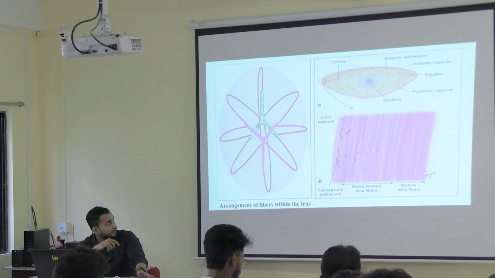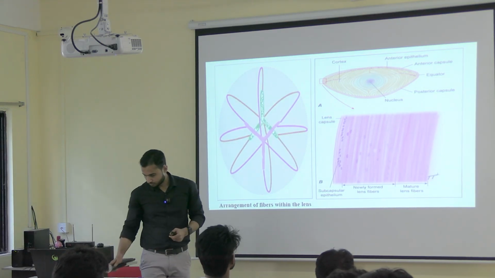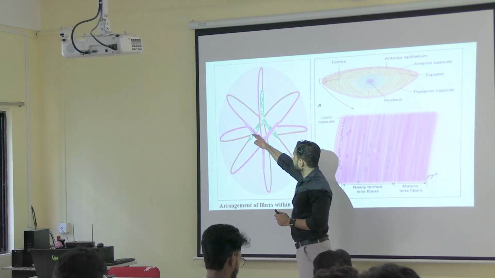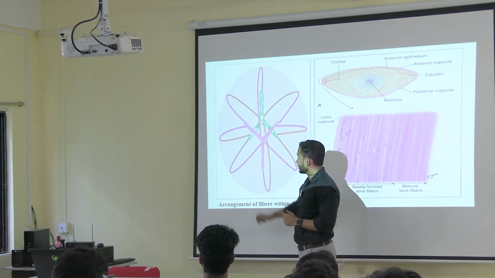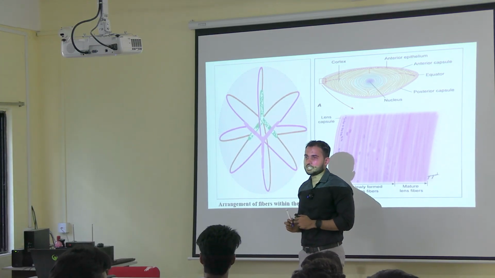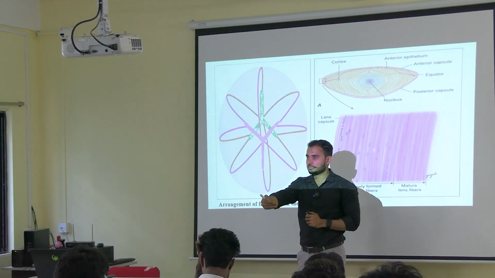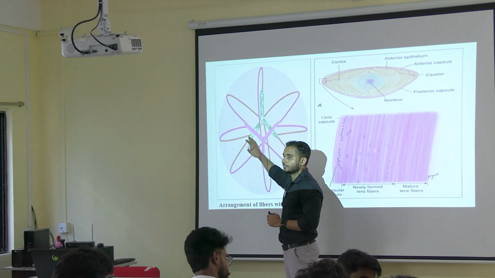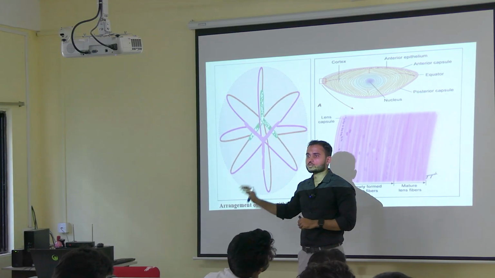Now here is the diagram. You have to understand one thing. Now here you can see the diagram. This Y-shaped sutural line, this is the sutural line. This Y-shaped sutural line can be seen in the case of a fetus. So in a fetus, if you see the lens from the anterior aspect, you can see three faint lines in the form of a Y-shaped structure. These are made up of amorphous material. These are called sutural lines.